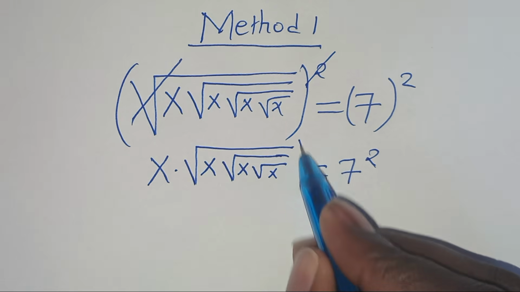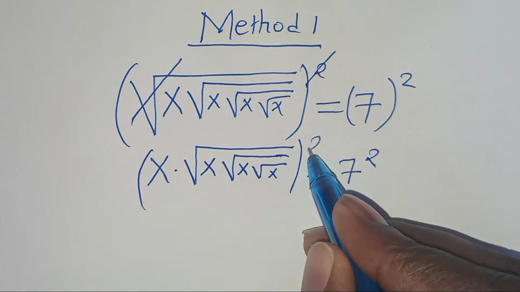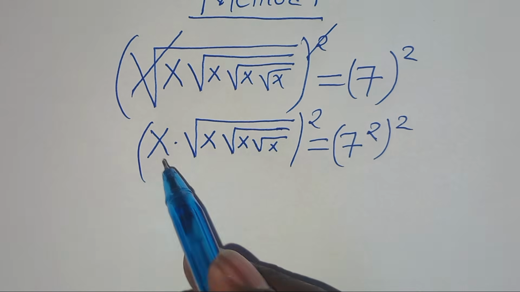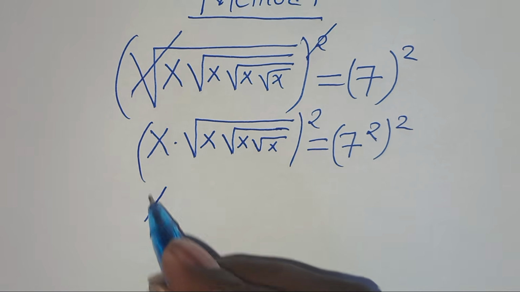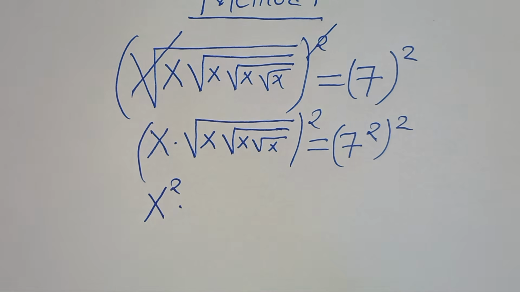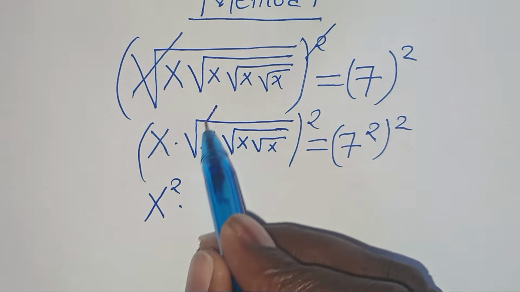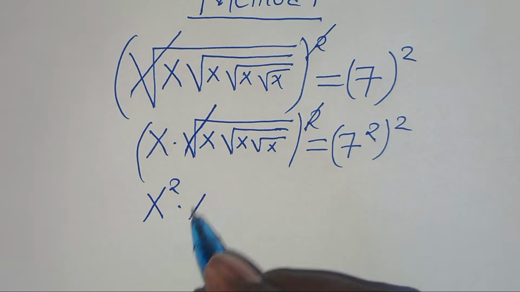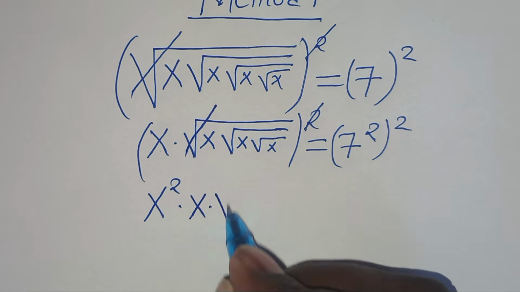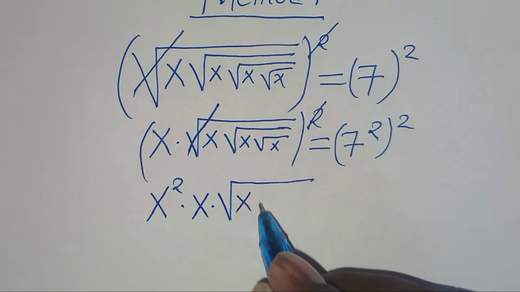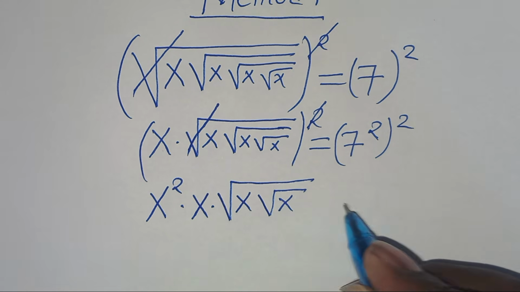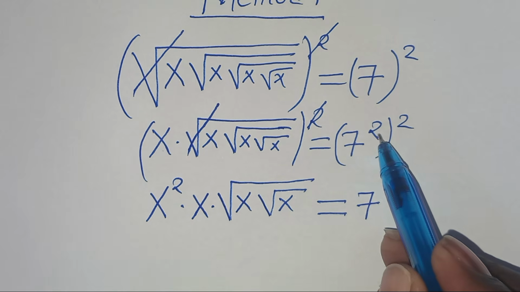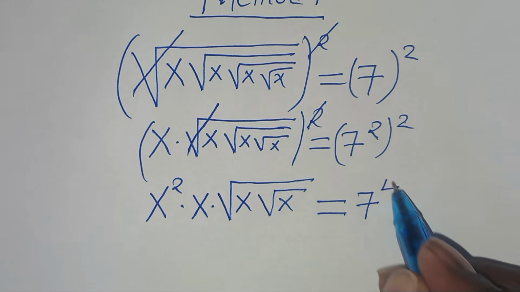Again, the next step is to square on both sides from here, so that now here we have x to the power of 2 multiplied by, now let's eliminate the second square root sign, so that we have x squared times x, then times square root of x multiplied by square root of x. This is equal to 7 raised to the power of 2 times 2, which is 4.